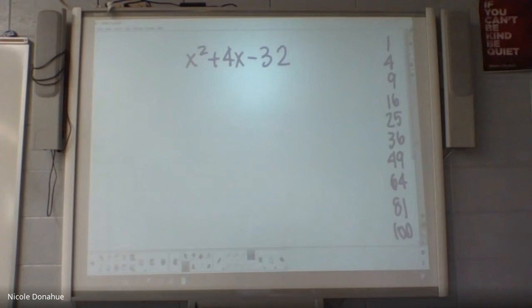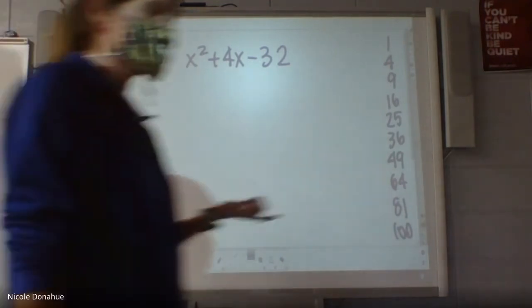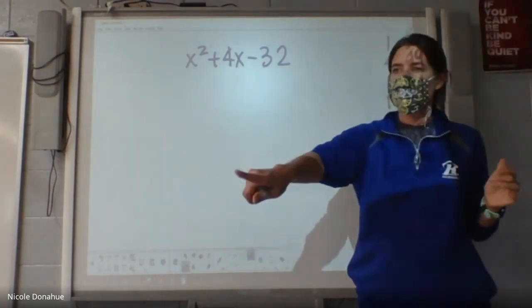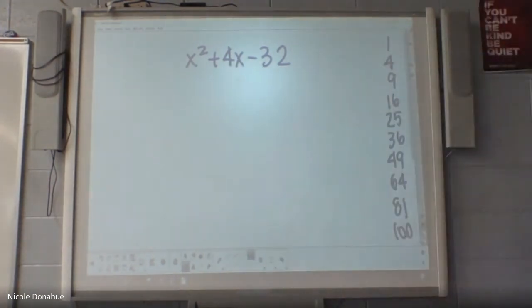So you have to think of things that multiply to give you negative 32, but add to give you 4. Careful though, it's a positive 4. You're good. Do you see the difference?